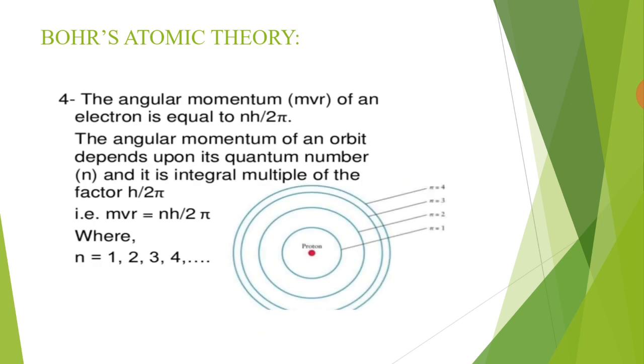Fourth, the angular momentum mvr of an electron is equal to nh upon 2 pi. The angular momentum of an orbit depends upon its quantum number n, and it is an integer multiple of the factor h upon 2 pi. That is, mvr is equal to nh upon 2 pi, where n is equal to 1, 2, 3, 4, etc.